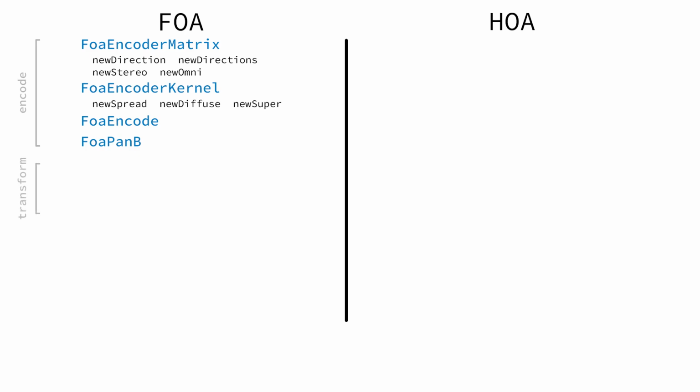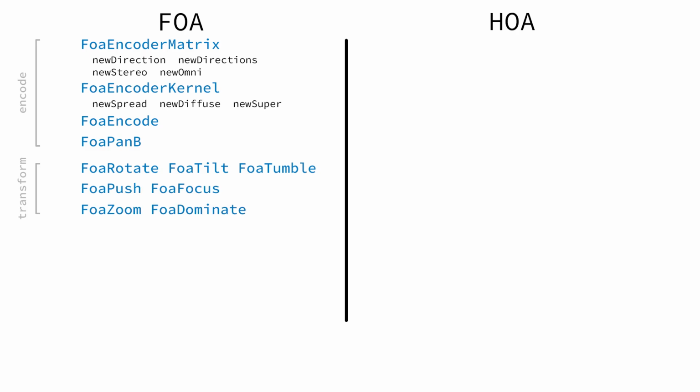FOA transformation UGens include FoaRotate, Tilt, and Tumble for axial rotation, and FoaPush, Focus, Zoom, and Dominate for various flavors of distorting or warping the sound field in a particular direction.